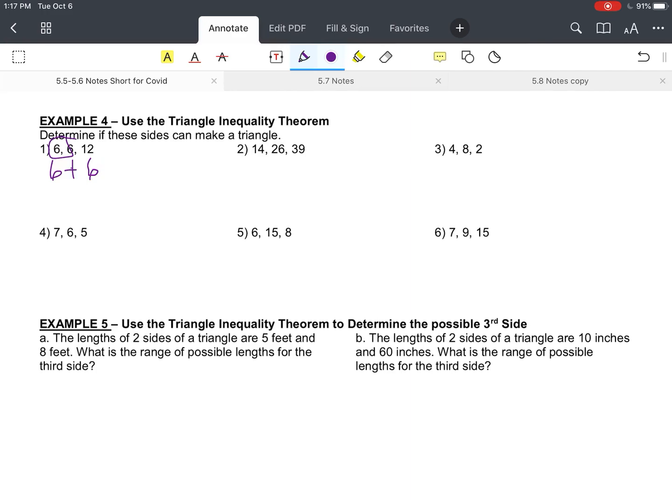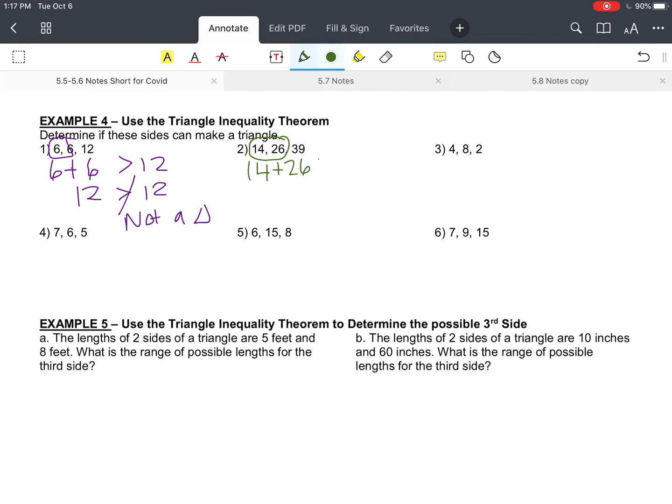My two smaller sides are 6 and 6. So I want to check to see if 6 plus 6 is going to be greater than 12. Well, 6 plus 6 is 12, and 12 is not greater than 12. That's not true. They're the same. So this would not be a triangle. And again, you just keep doing that for each of these problems.